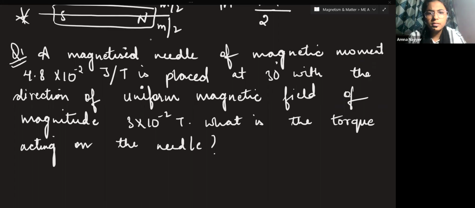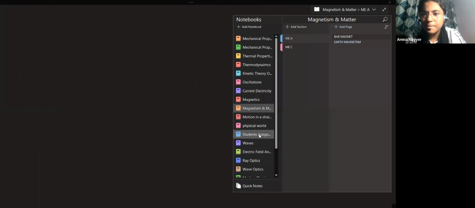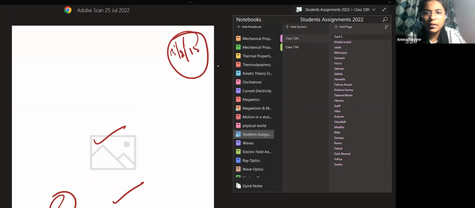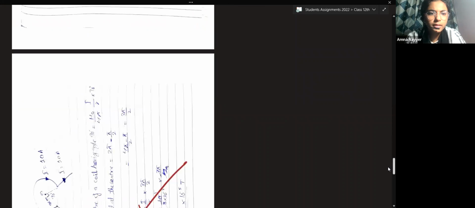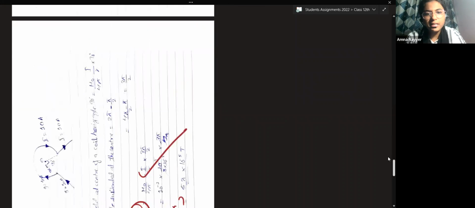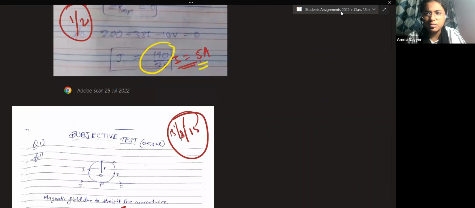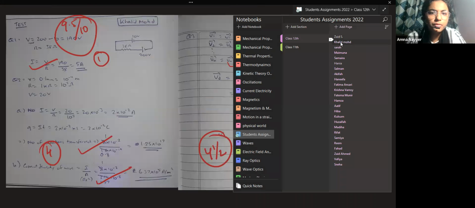So I did send all of your marks on the WhatsApp group. Let me just show you your papers. Zaid is here. This is a mistake that Zaid made: the direction. Not the specific value, just the specification of direction. Your paper was fine. The rest of it was fine.